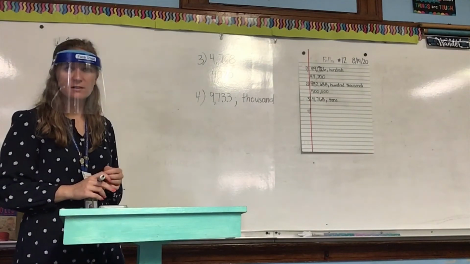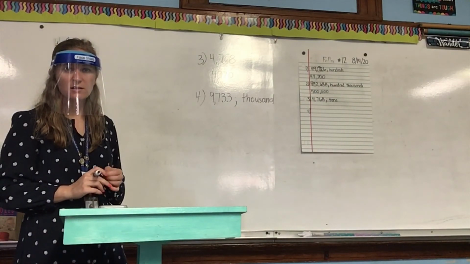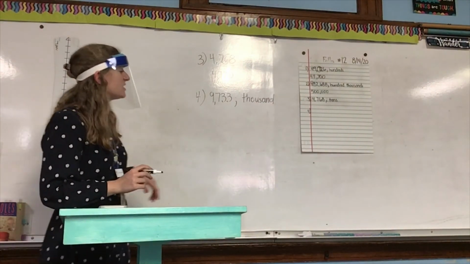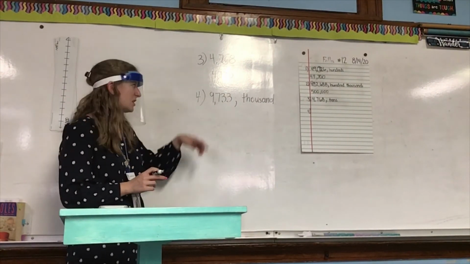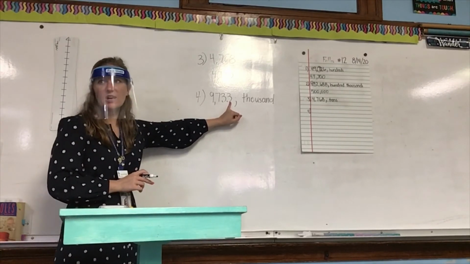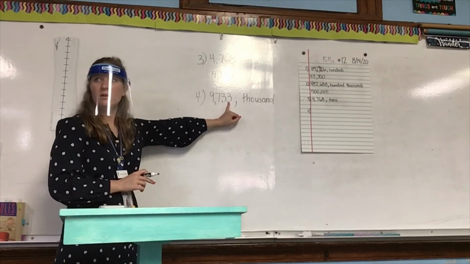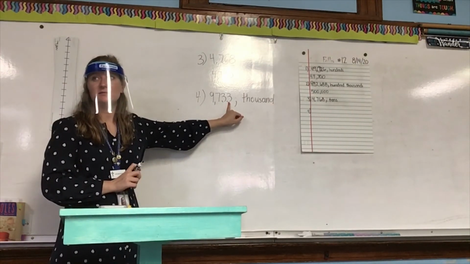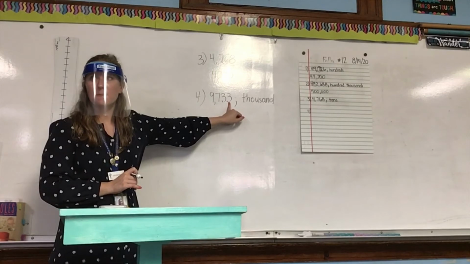Circle the digit in the place to be rounded. Carla, mute yourself, please. So in order to find our place, Ethan, name the places starting on the right. The places, not the digits.